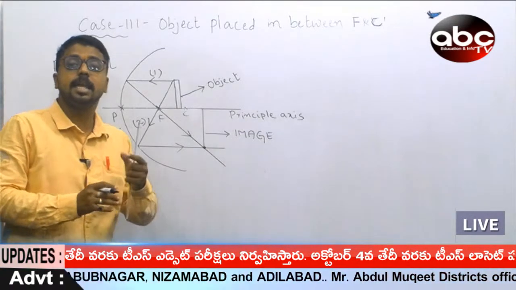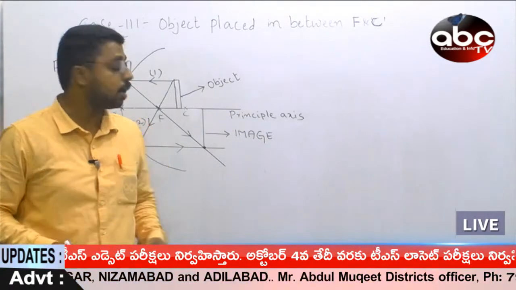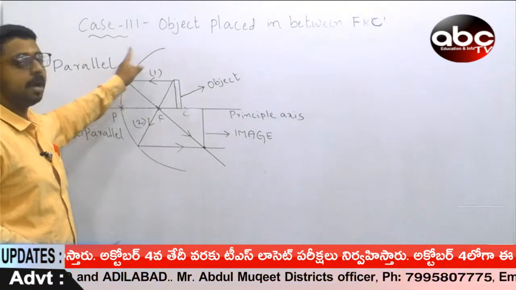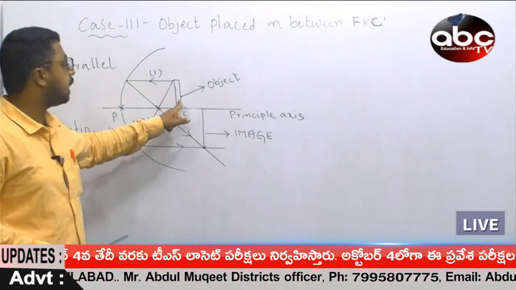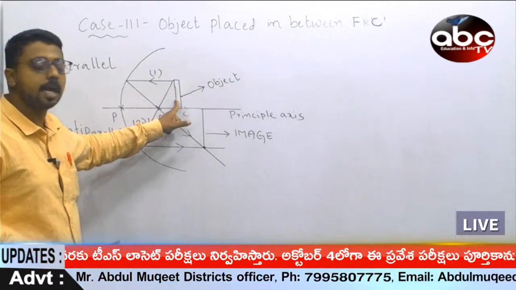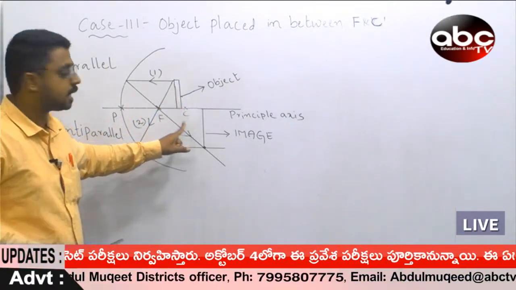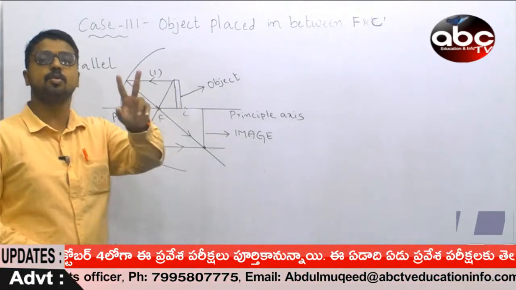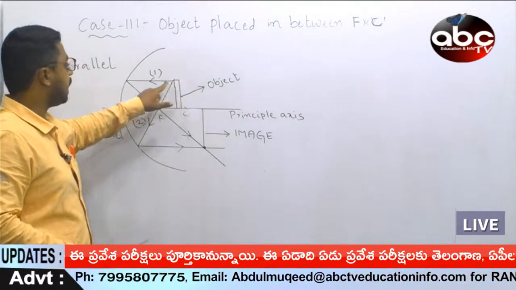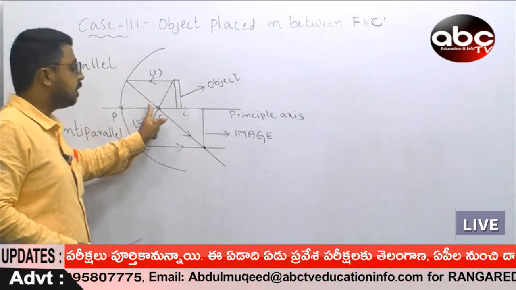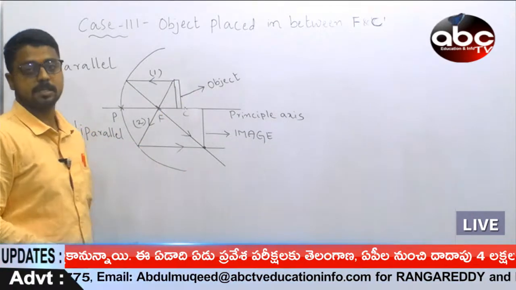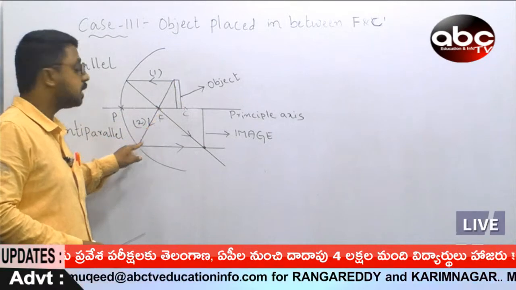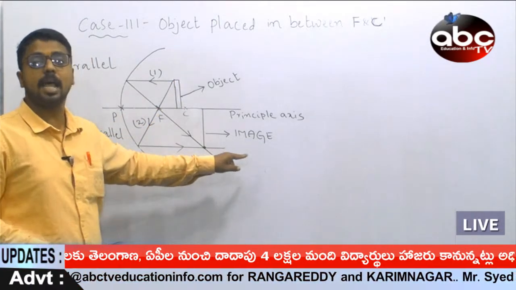Now let us introduce the context of the content. See here, the point number one: on taking an object in between the F and C, that is, the fixed points called focus and center of curvature, it emits two types of rays. The first ray is parallel, which passes through the focus, whereas the second ray is anti-parallel passing through the focus, resulting in parallel nature.